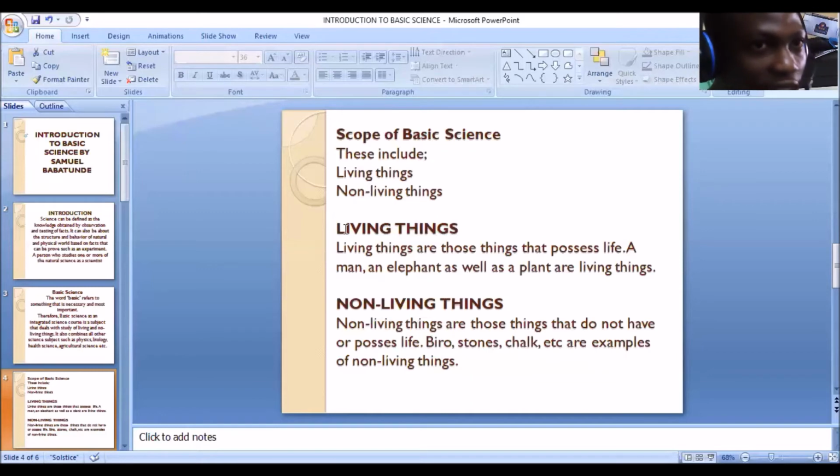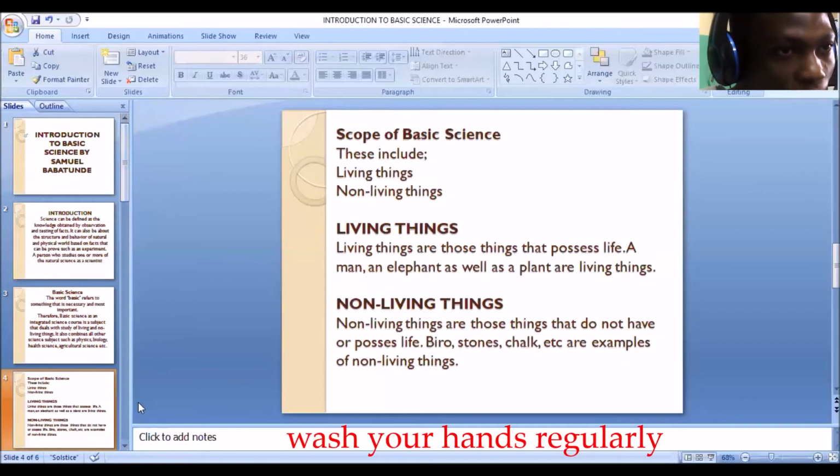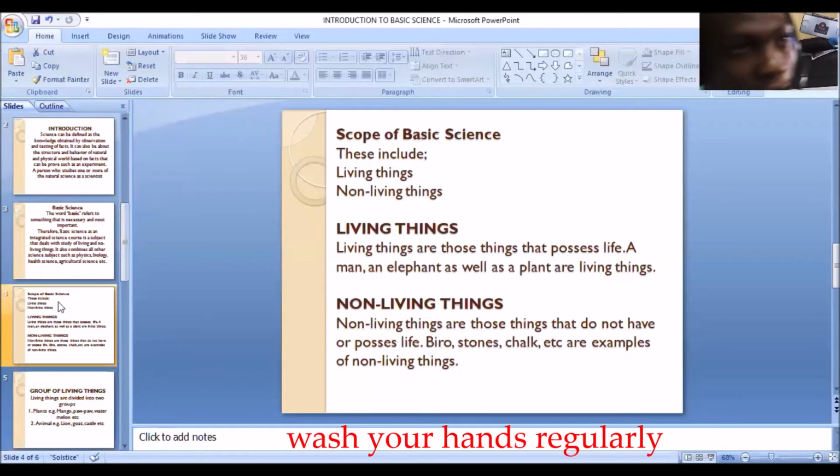Now, when you look at this, taking into consideration the living things and the non-living things, you see that basic science is trying to relate the living things, that's we, man, the plants, the animals, and how they relate with the non-living things around them, which are the climates, the land, everything around us. So that is the scope of basic science, which is the living and the non-living things.